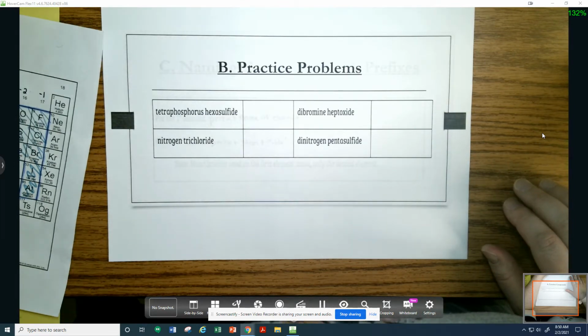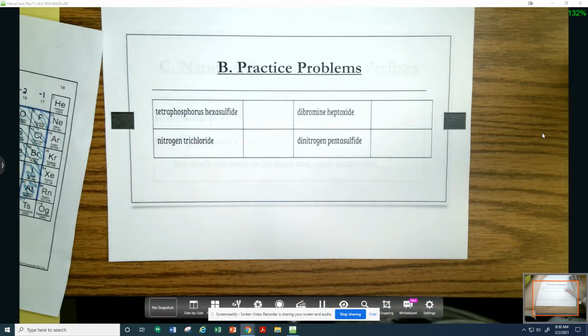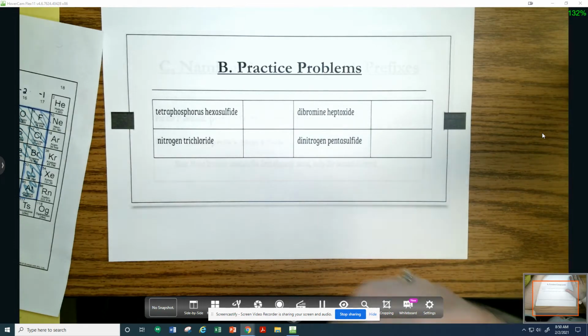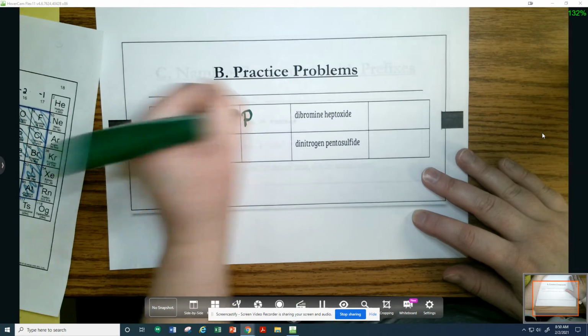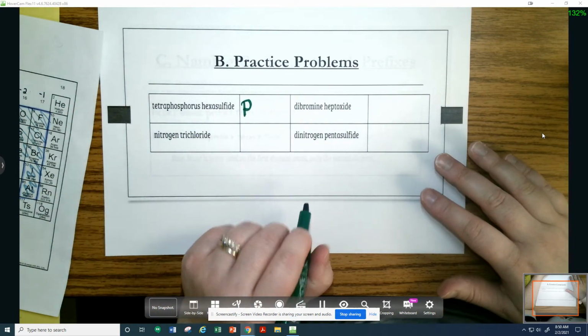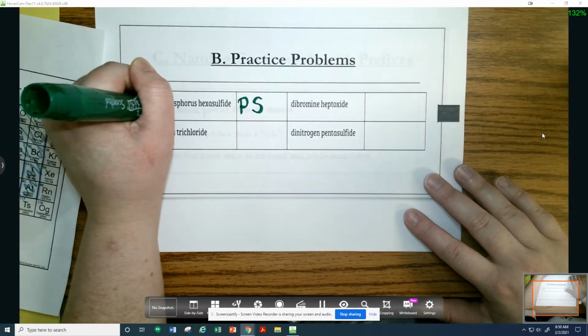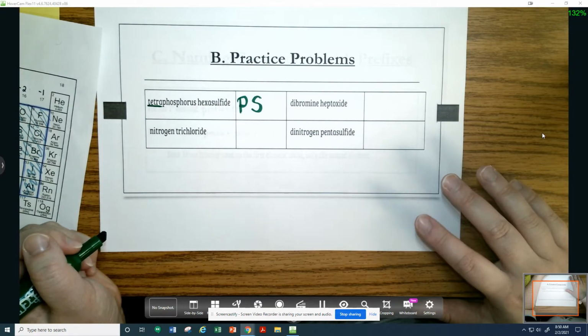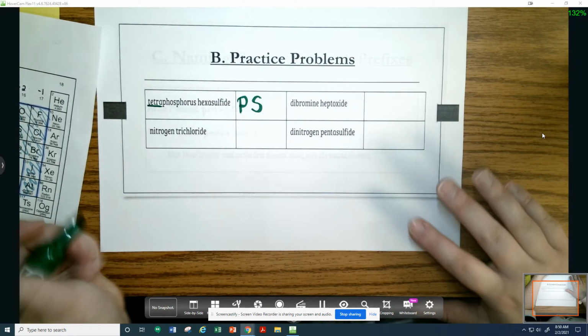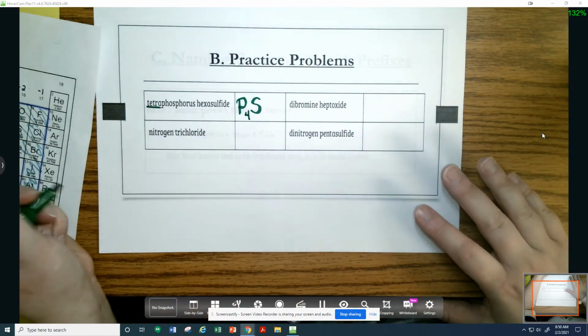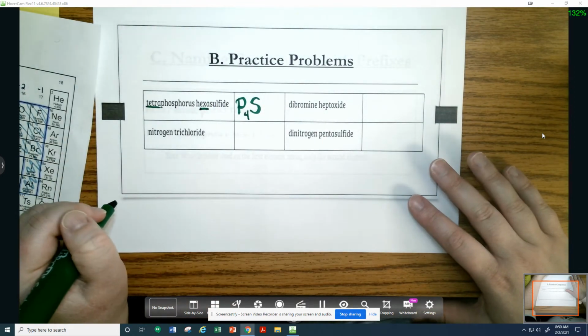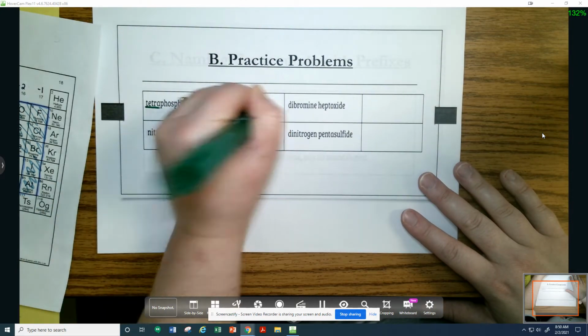In this first one, we have tetraphosphorus hexasulfide. The order that you see your elements is the order that you're going to put them into your formula. So this first one I see tetraphosphorus, so my first element is phosphorus, and I put its symbol. My second one is hexasulfide, so my second element is sulfur. The prefix here becomes your subscript. Because I have tetraphosphorus, that means I have 4 phosphorus atoms. Hexa goes for my subscript on the sulfur, and that is 6.